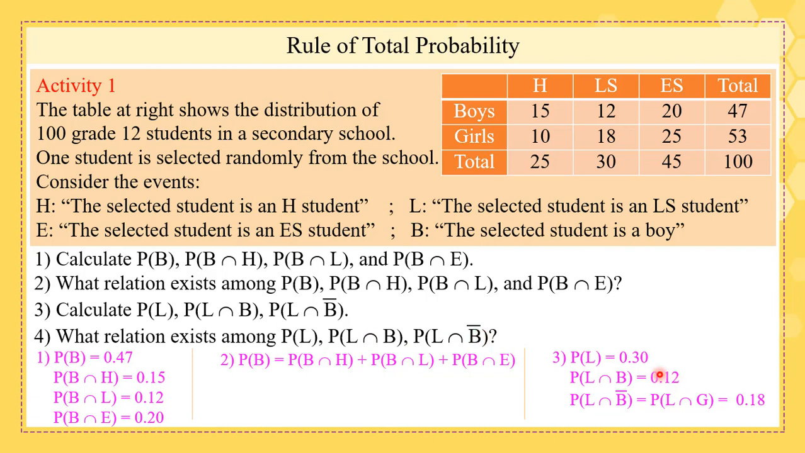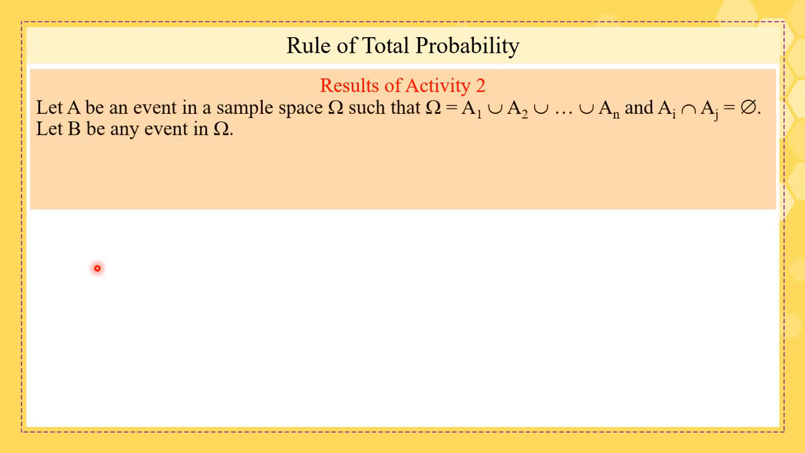Now also we need the relation that exists among the three probabilities. We can also see that 0.30 is 0.12 plus 0.18, so P of L is P of L intersection B plus P of L intersection B bar. This is also logical because the probability of selecting an LS student is the probability of selecting an LS boy or an LS girl. Now let's see the results of activity 2.